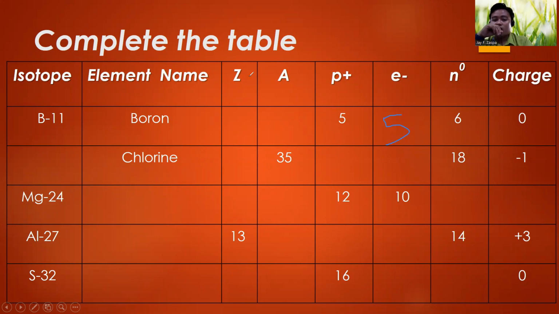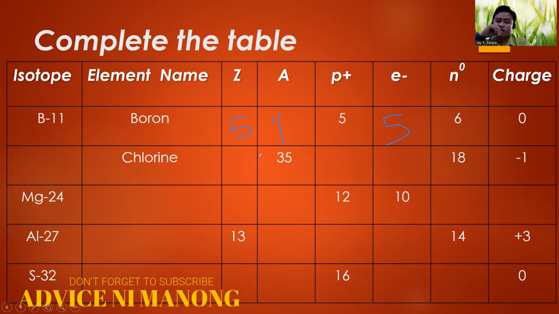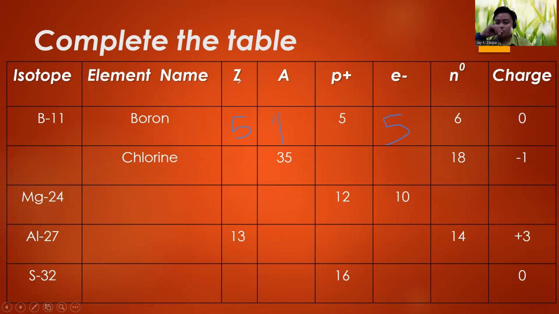Okay, so we have the neutrons. 11 is the mass number. 11 minus 6 is 5. So the atomic number is 5. Still the same, the protons is 5. That means the atomic number is 5. Or if you need a concrete answer, the mass number minus the neutrons becomes your atomic number. So you have 5 as the atomic number. Okay, answer the rest.